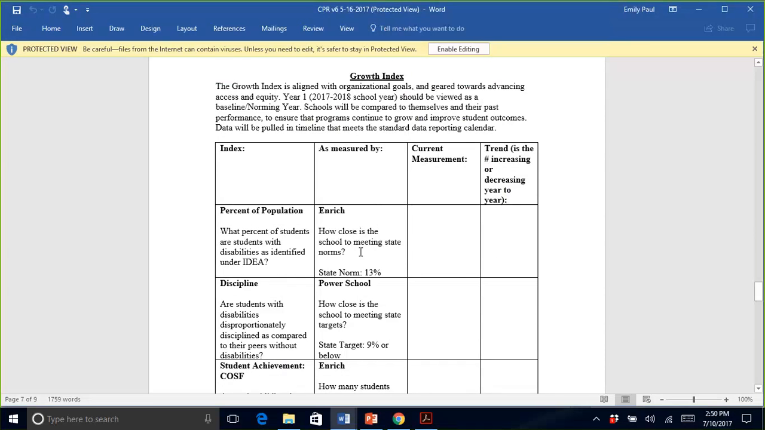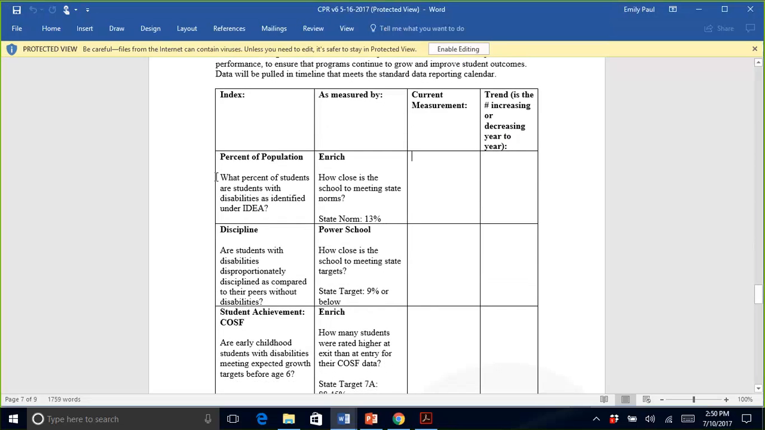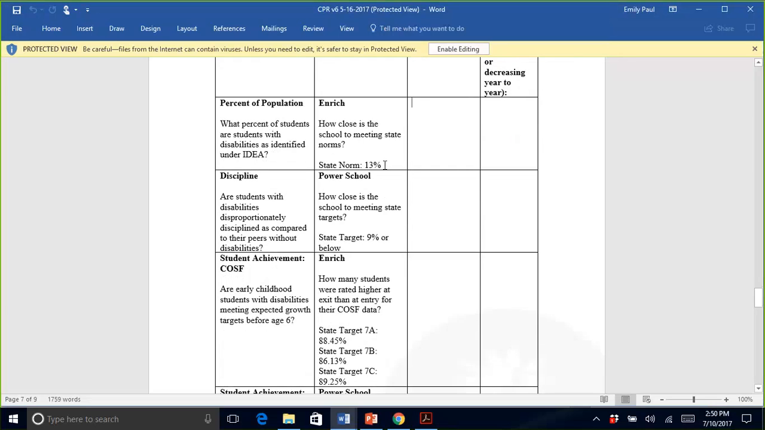So I think there's 11, if I'm not wrong, items on this. So I'll read through those. The percent of the population that are students with disabilities. So what percent of students are students with disabilities as identified under IDEA? And that is something that we'll pull from Enrich. And we want to know how close the school is to meeting state norms. So the state norm is 13%. Where is your school compared to that? If it's way above or way below, we'll just ask you to look at why you think that might be.